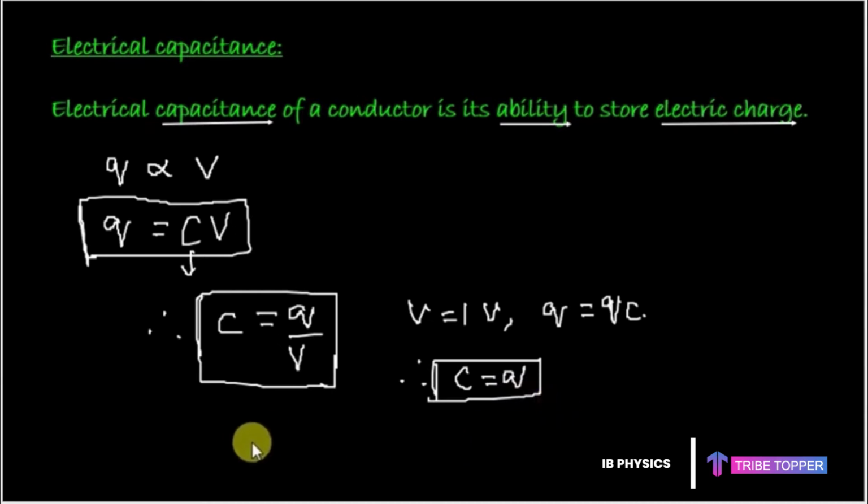The SI unit for capacitance is the farad. 1 farad, denoted by F, is equal to 1 coulomb per volt. So if 1 coulomb of charge raises the potential of a capacitor by 1 volt, the capacitance of that conductor is 1 farad.